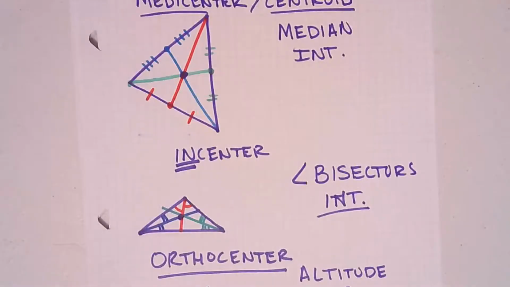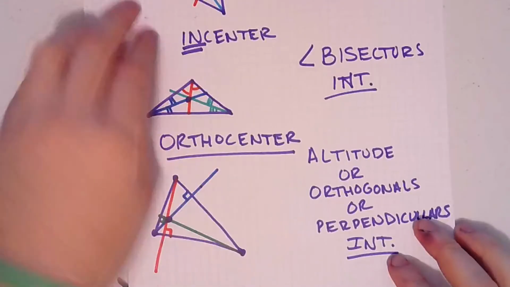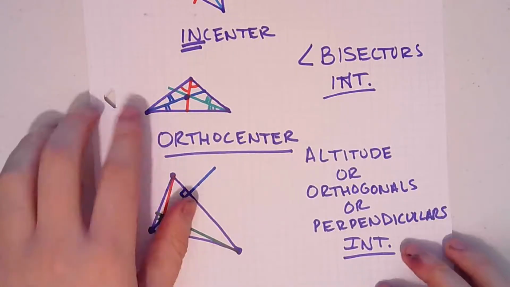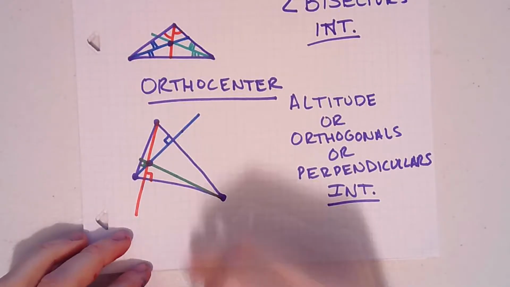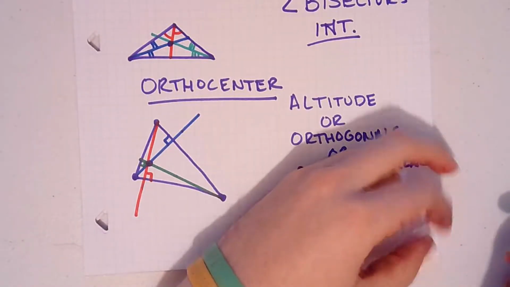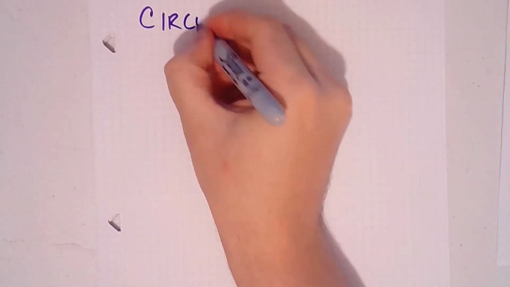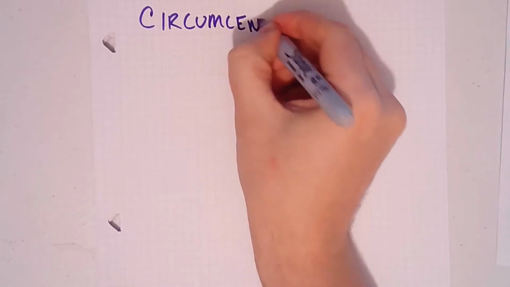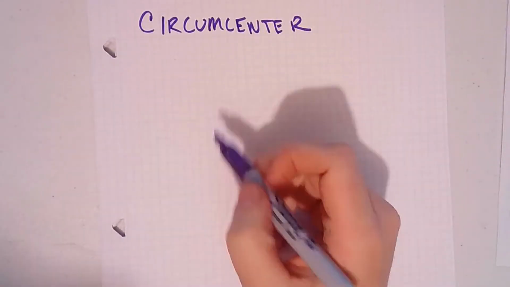So we have medians, which cut the triangle in half, right? The side length in half. We have the incenters, the bisectors, that cut the angles in half, the angle bisectors. And then we have the orthocenter that drops from the vertex and hits at 90 degrees. When we put some of these together, we get the circumcenter, which is our last center of the triangle. Remember, the circumcenter is the center of a circle that hits all the vertices of your triangle.